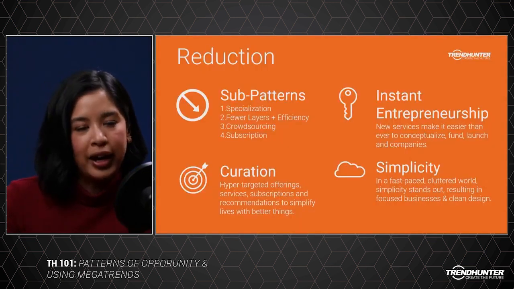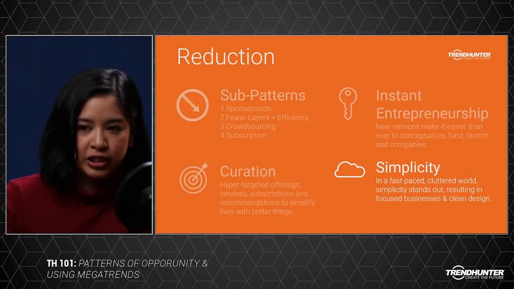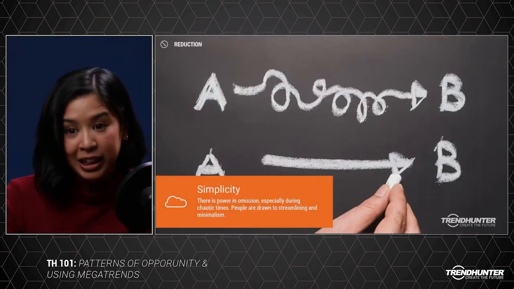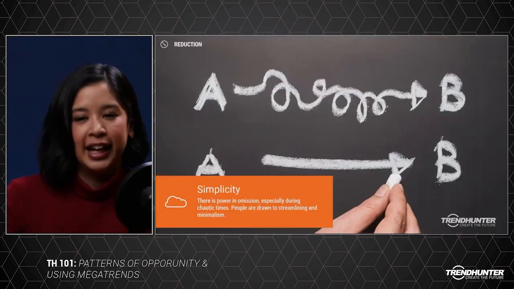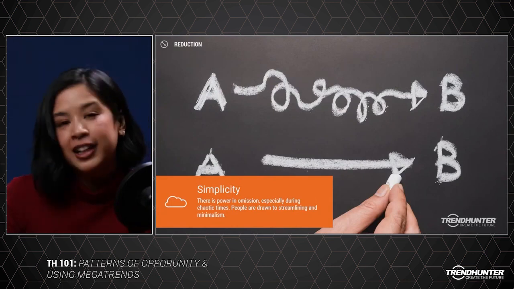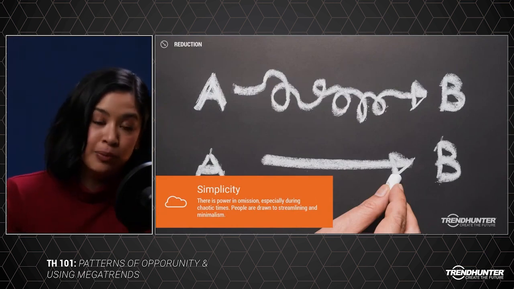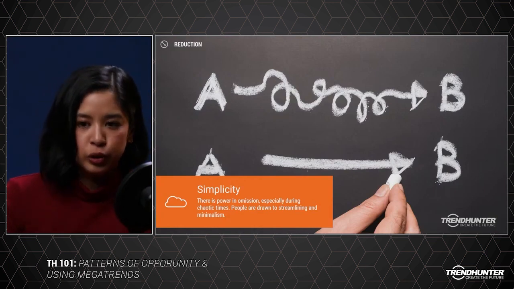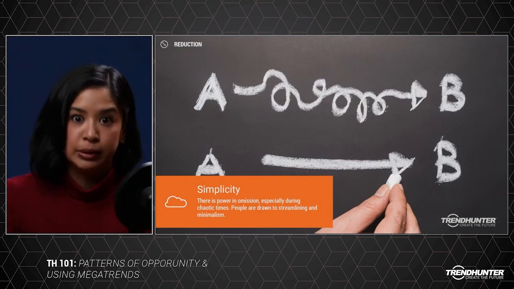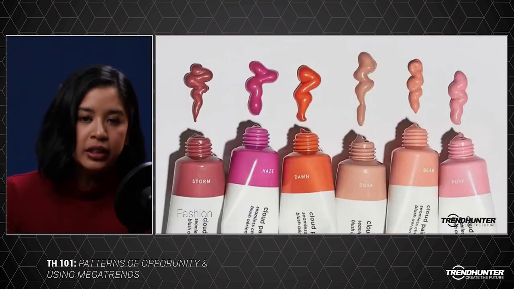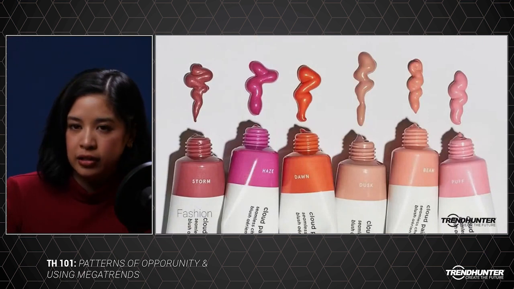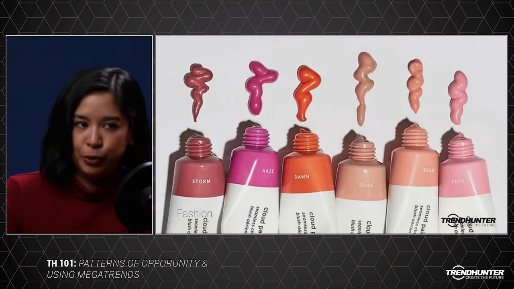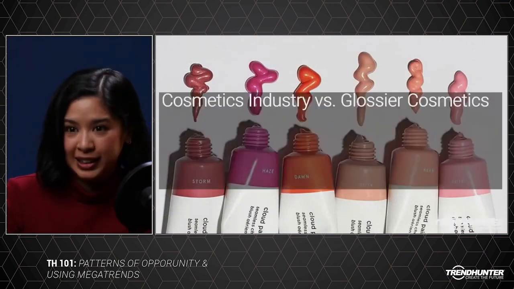Now we get to our final megatrend within the pattern of reduction, simplicity. Aptly named, simplicity, just like the reduction pattern itself, is about the power of omission, especially during chaotic times. People tend to be drawn to streamlining, to minimalism, to this idea of just simplifying their lives in general. Now, one of my favorite examples of simplicity in pre-pandemic times is Glossier.